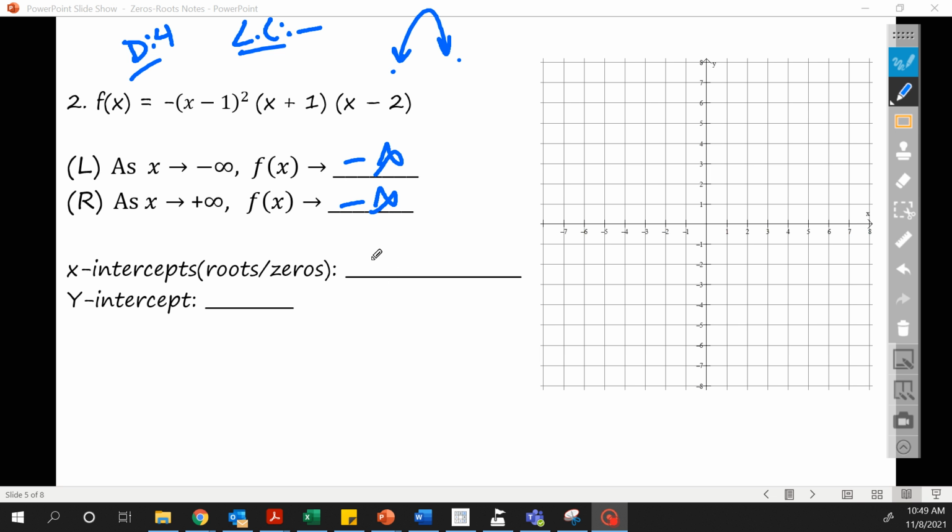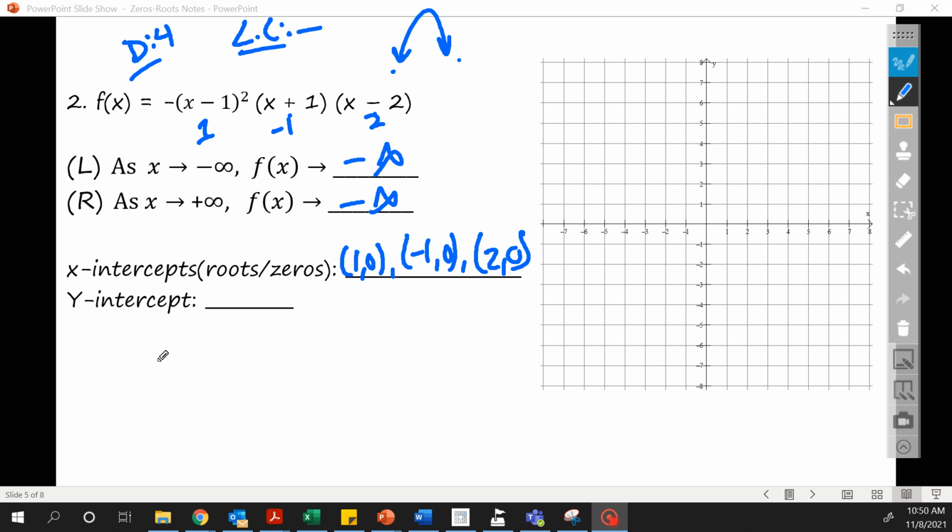The x-intercepts are going to come from the solutions to each of these. Okay, so this gives us a solution of 1, this gives us a solution of -1, this gives us a solution of 2, or zeros. These are our zeros. So our x-intercepts are (1, 0), (-1, 0), and (2, 0).